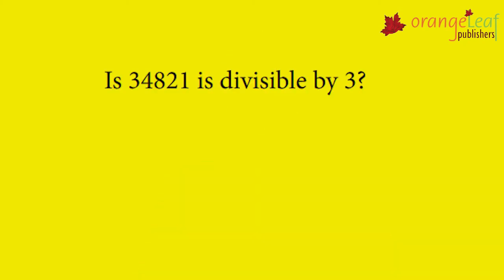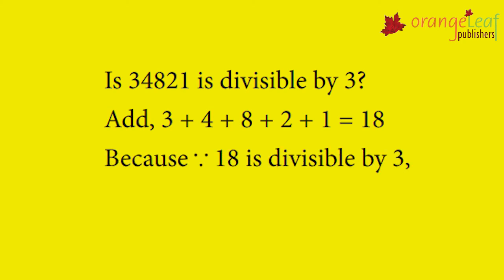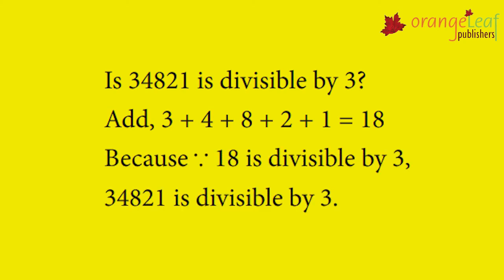Rule number 2. Divisibility by 3. A number is divisible by 3 if the sum of all its digits is divisible by 3. Let us take an example. Is 34821 divisible by 3? Add 3 plus 4 plus 8 plus 2 plus 1. This gives us 18 as the answer. 18 is divisible by 3. Therefore, 34821 is also divisible by 3.